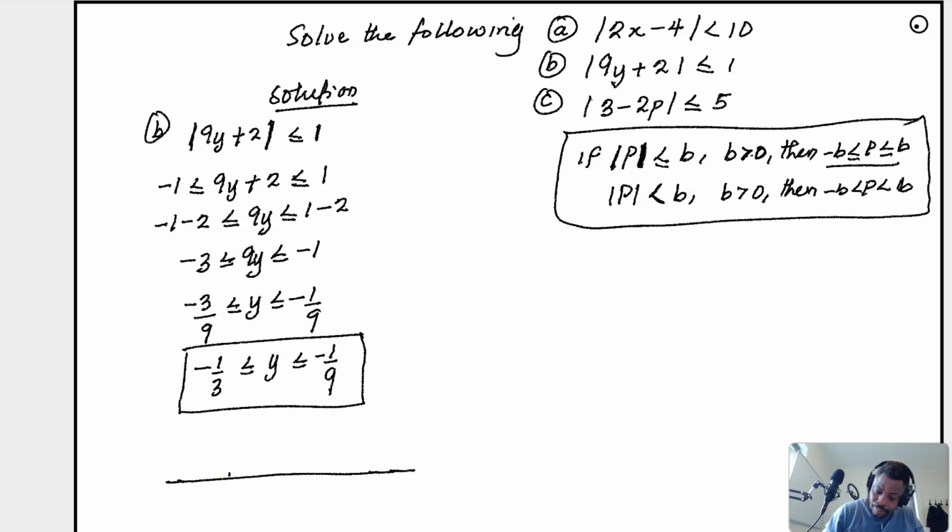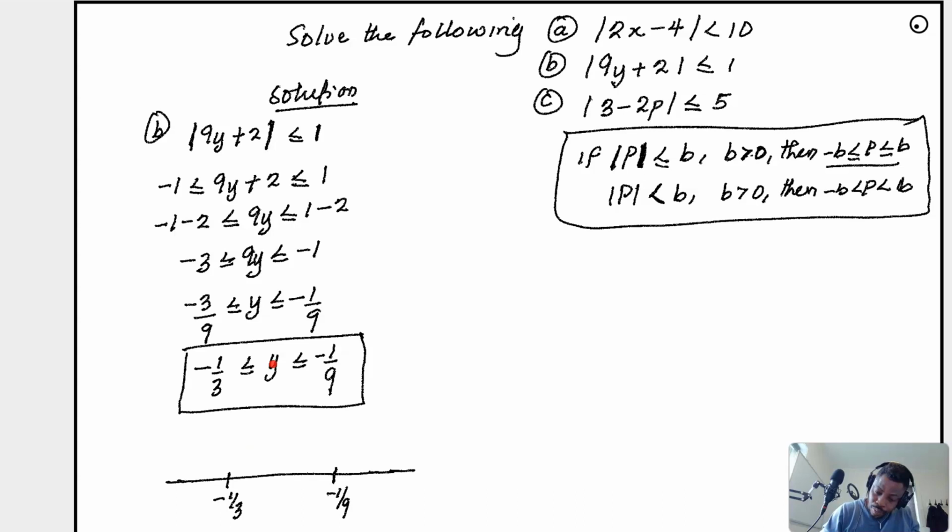So here we have minus 1 over 3, and this is minus 1 over 9. If I take my calculator, let's see the one that is smallest. 1 divided by 3, that is 0.33. 1 divided by 9, that is 0.11. So minus 0.33 is less than minus 0.11.